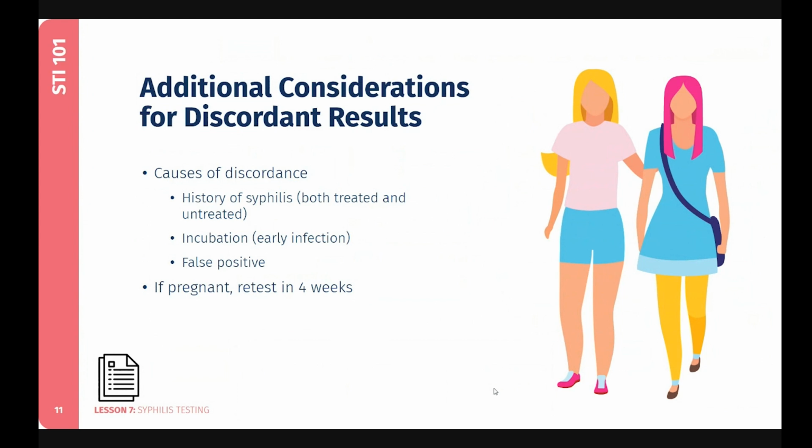Advanced age, brucellosis, certain immunizations, leprosy, lupus, pregnancy, and other spirochete infections like Pinta and Yaws can cause false positives on both the treponemal and non-treponemal tests. There is a resource in the investigator toolbox that outlines possible causes of a biological false positive in more detail. For persons who are pregnant who have discordant results, we recommend retesting in 4 weeks due to the rise of congenital syphilis in the number of persons infected and reinfected during pregnancy.